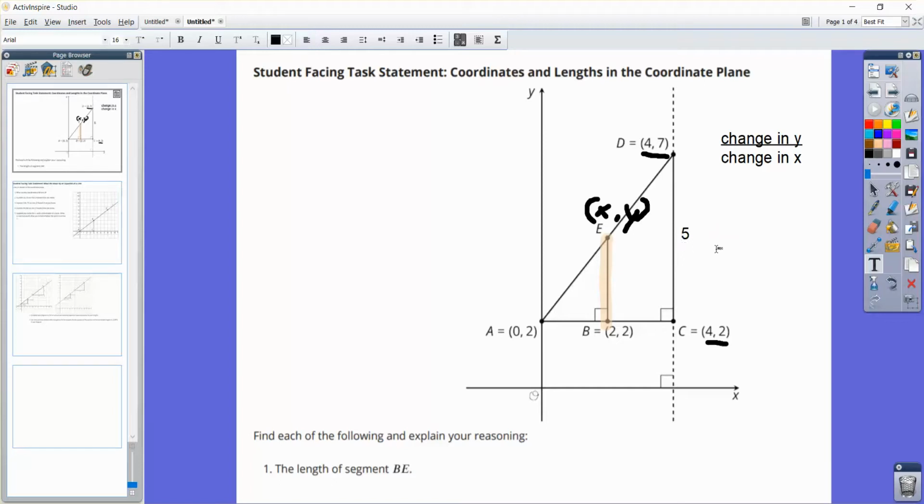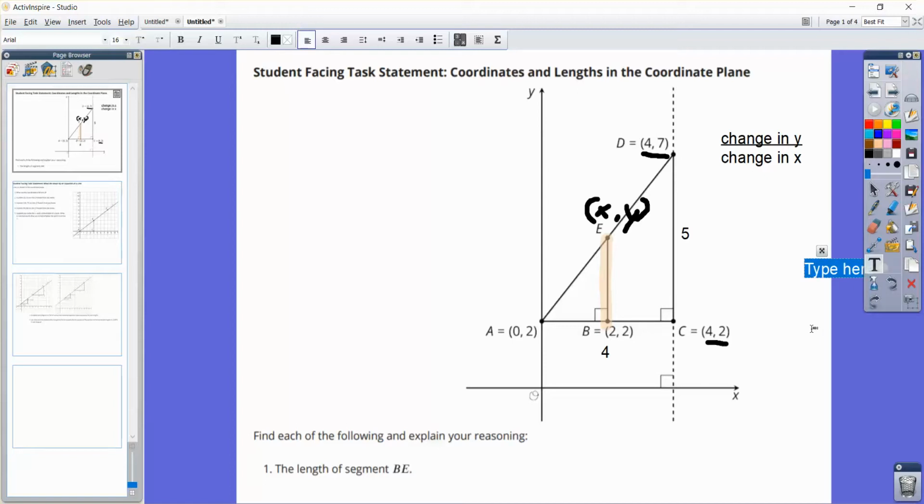So we can use that same principle to look over at AC, because we would need to know that as well if we're going to find out what BE is. Well, for AC, we have 0, 2, and 4, 2. So if I use that same principle, there's no difference in y. That's why I can tell it's a horizontal line. But 0 to 4, that's a change of 4. So the distance of AC is a 4 unit long segment.